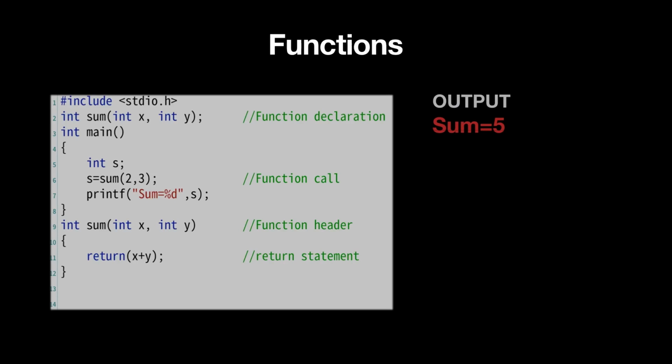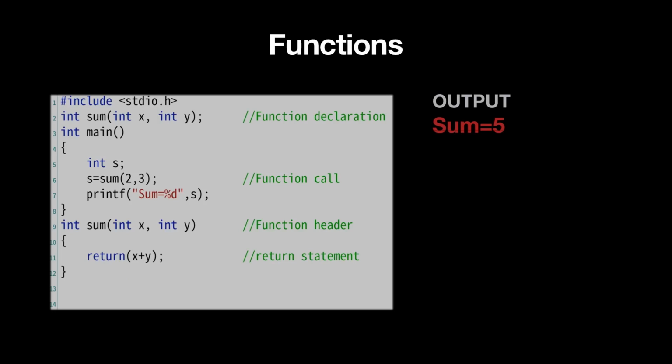All C programs execution starts from the first line of main function. Here the first line of main function is the line 5. Int s creates a variable s. Sum(2,3) calls the function sum. Then the execution shifts from the main function to the function sum. Also 2 is copied to x and 3 is copied to y. Then the first line in the function body executes. Here it is line 11.